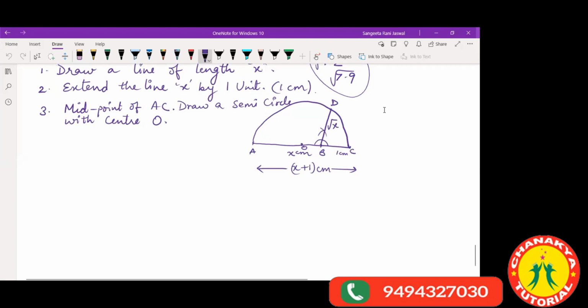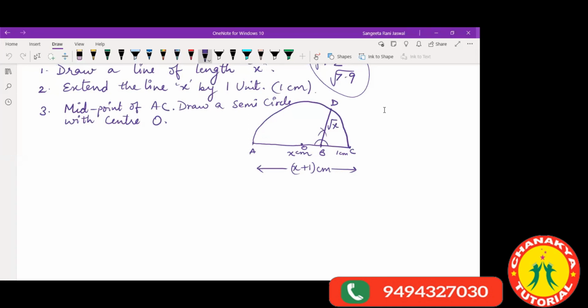And then from point B, you make a perpendicular which touches this semicircle. Wherever it meets this semicircle, that point is called D. And this distance from B to D is your root over x. Everyone understood this much yesterday? So now, is this root over x exactly the same as what we are trying to find? How can you prove that this distance is root over x only, not something else? Let's check that.